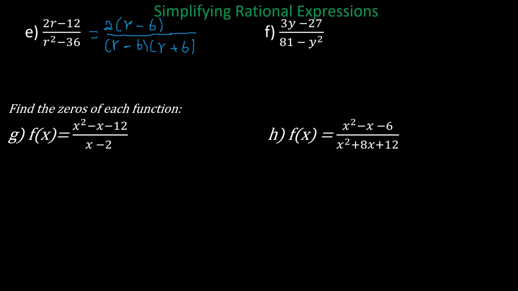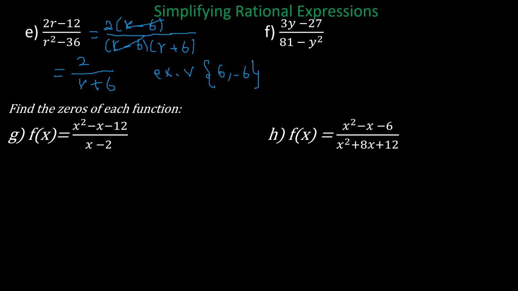Now to find the excluded value: r plus 6 equals 0 means r is negative 6, and r minus 6 equals 0. So it will be 6 and negative 6. Then you can simplify now. The final answer in simplest form will be 2 over r plus 6.